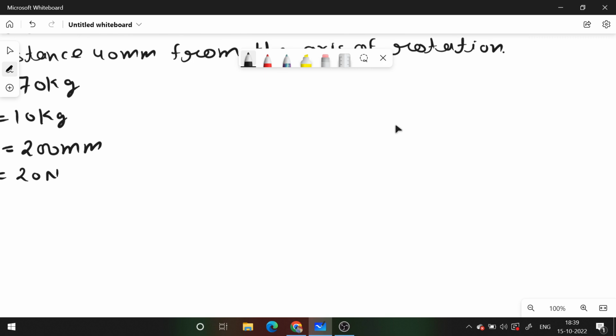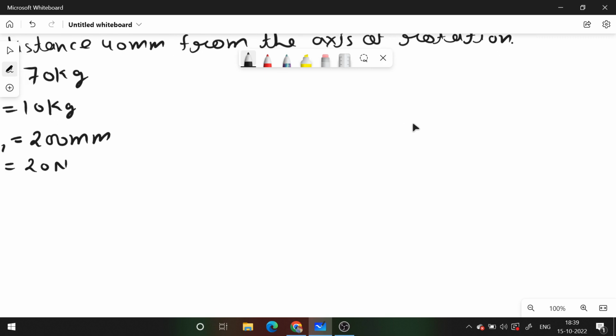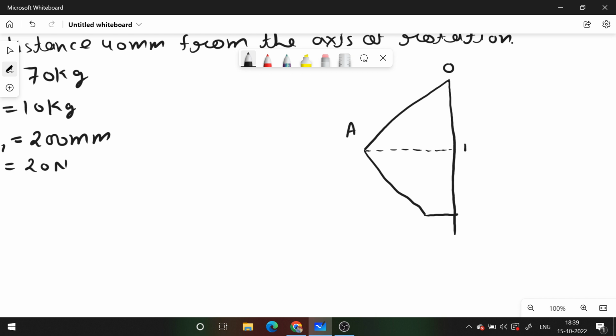Okay. According to the question, first of all we will make a simple diagram for the governor. The length of the upper arms and the lower arms are equal. This is the point O, point A, point B. This is the point C, point D.